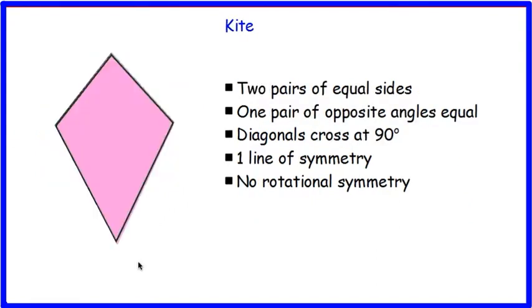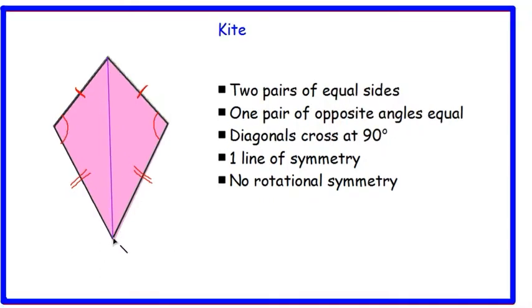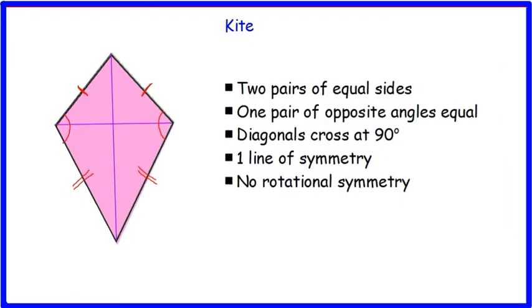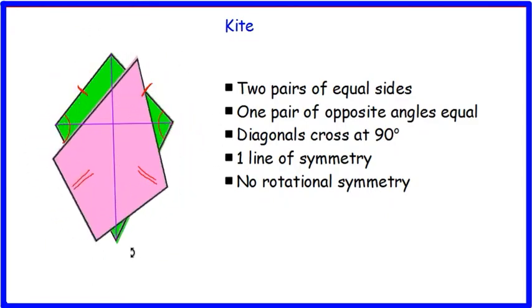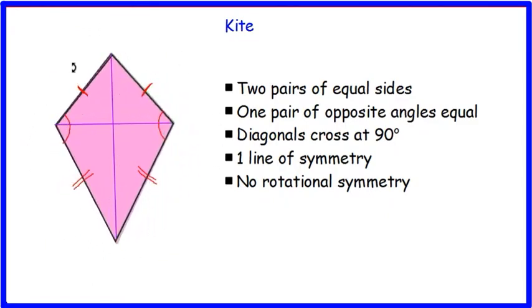Look at the kite. The kite has 2 pairs of equal sides, and they're talking about length there. So it's got that one and that one. Those 2. One pair of opposite angles equal, so that angle is equal to that angle. Diagonals cross at 90 degrees, so they're not the same length. They don't bisect. They cross at 90 degrees. One line of symmetry, and that's it down the middle, and it has no rotational symmetry. If we turn that shape, it doesn't fit on itself at all as it gets back to the start.